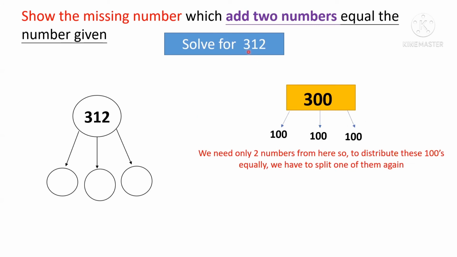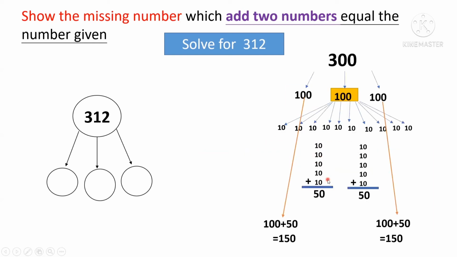This is 312. Let's try to solve it. Here we take it in the hundreds. From here we take 300, that is the place value of number 3 in here, and break it into units. There are 3 units of the hundreds, but we only need 2 numbers here. So to distribute these hundreds equally, we will have to split one of them so that we can distribute them in 2 equal parts. So how will we do this?